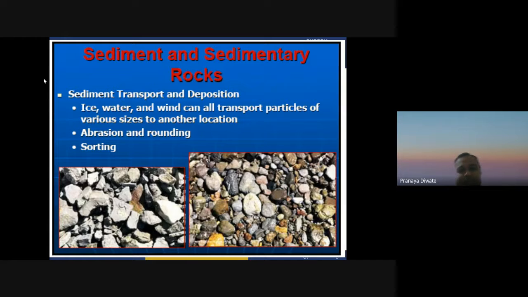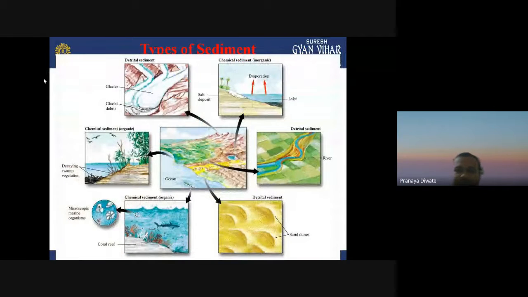Then what are sediment and sedimentary rocks? Sediment is what we are talking about already. Ice, water, and wind can all transport particles of various sizes to another location. Then there are abrasion, rounding and sorting. So this is the difference between sediment and sedimentary rocks. We have different types of sediment, like detrital sediment, chemical sediment, and oceanic sediment.